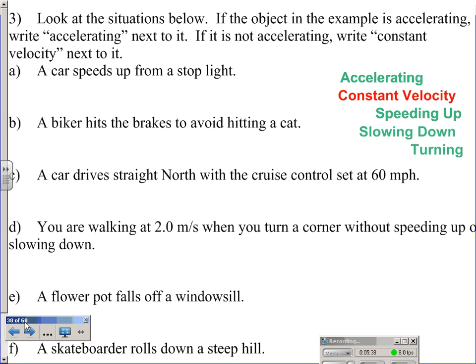For each of these, I want you to tell me if the object is accelerating, and if it's not accelerating, write constant velocity next to it. If it's accelerating, you can also say why. You can tell me that it's either speeding up, slowing down, or turning. So tell me if the object is accelerating or not, and why, or if it's not accelerating, so the velocity is constant. So pause, stop and think about them.